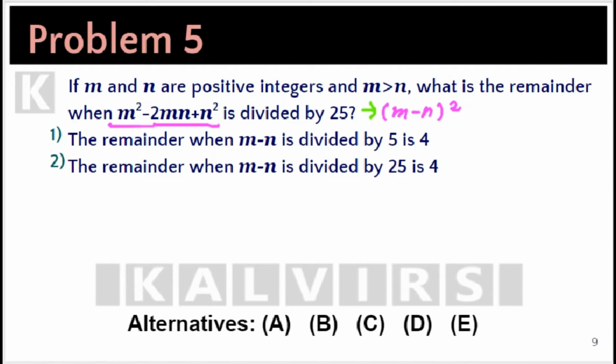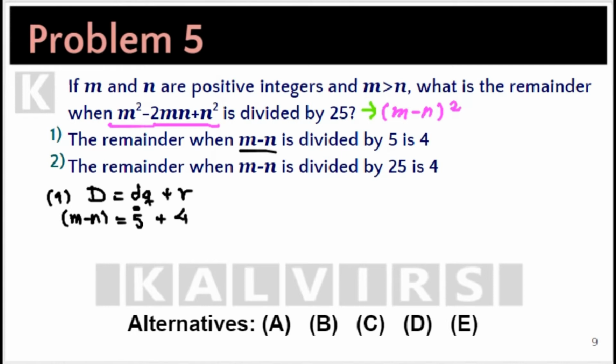So from statement 1 alone, the remainder when m minus n is divided by 5 is 4. We can use the division formula. Dividend equals divisor times quotient plus the remainder. The dividend is m minus n. Now, the divisor is 5. Now, 5 times a quotient is a multiple of 5 plus the remainder, that is 4.